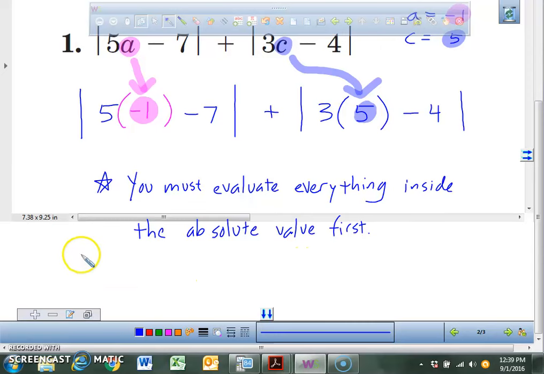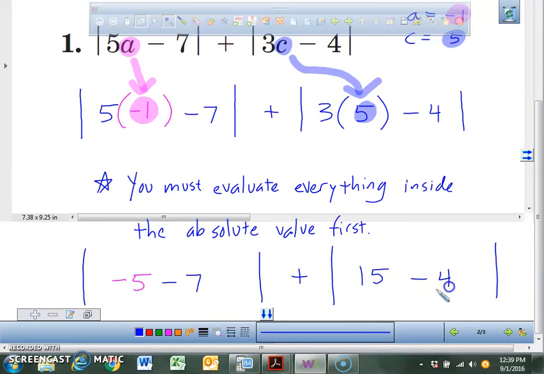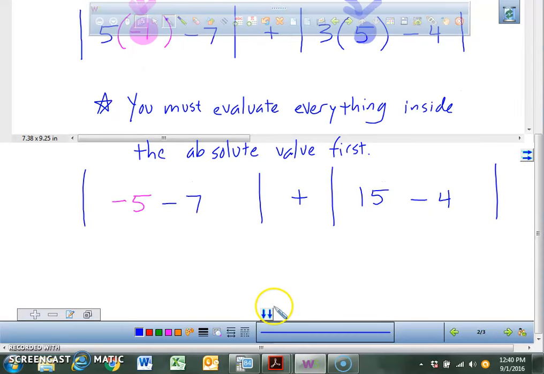Okay, so I'm going to make the absolute value box plus absolute value box. Let's look at this expression right here. This says 5 times -1 minus 7. Still have to do what? Order of operations, right? So 5 times -1 is -5. We have to subtract 7 from that. Over here, 3 times 5 gets us 15. We have to subtract 4 from that. I'm going to pause for a second, make sure you guys get caught up.